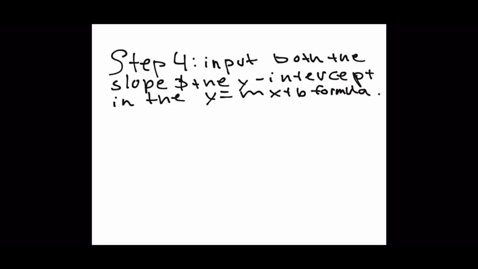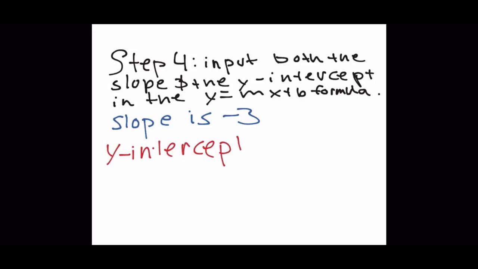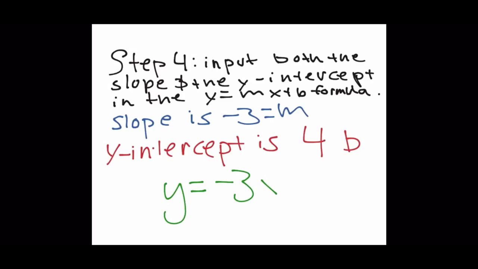Step 4 is to put both the slope and the y-intercept in the y equals mx plus b formula. We know that the slope is negative 3 and the y-intercept is 4. In this equation, the slope would be m and the y-intercept would be b. So it would be y equals negative 3x plus 4.